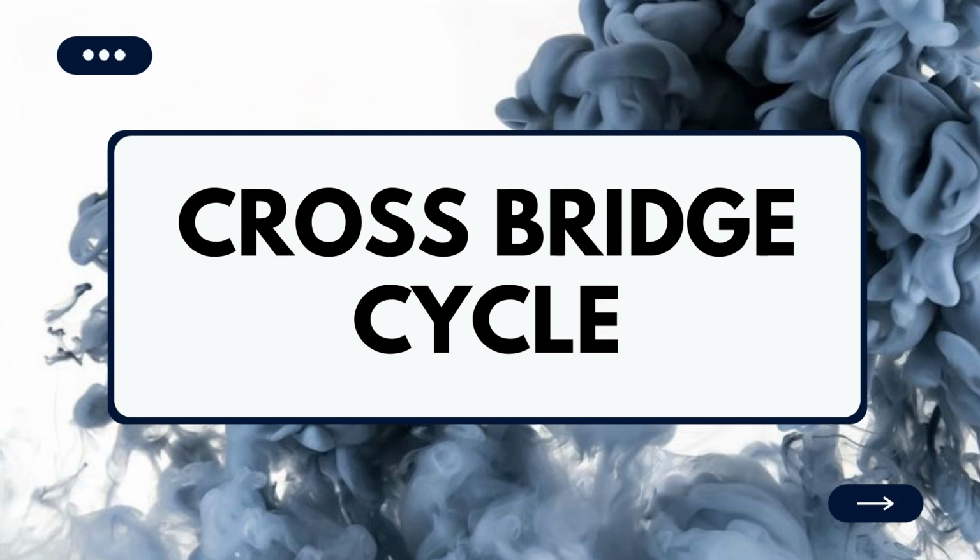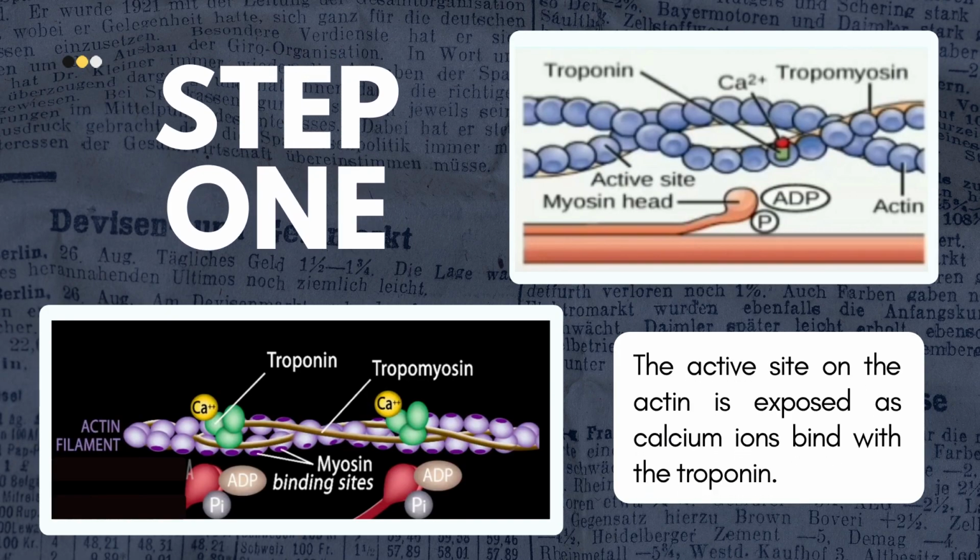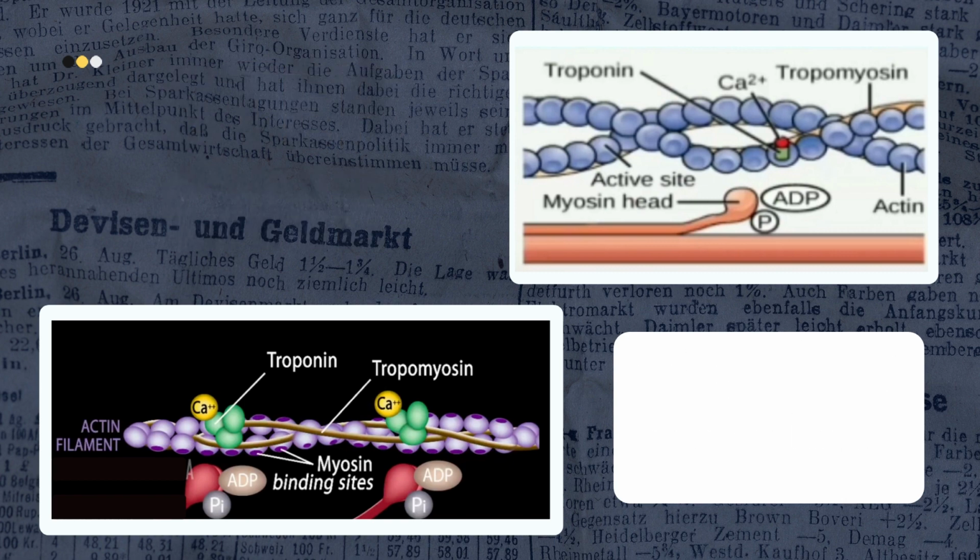So now let me talk about the cross-bridge cycle. It has 5 steps. So for the first step, the troponin units on the actin myofilaments are bound by calcium ions. The binding displaces the tropomyosin along with the myofilaments, which then exposes the myosin binding sites.